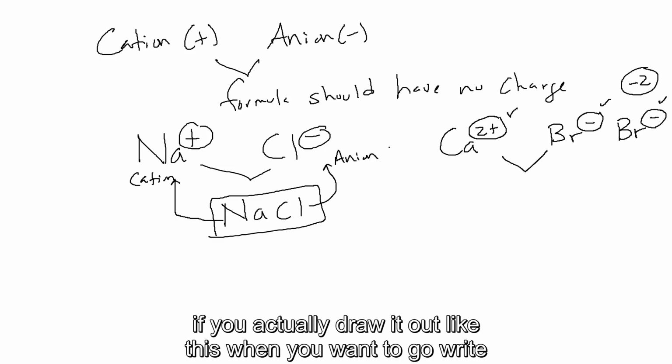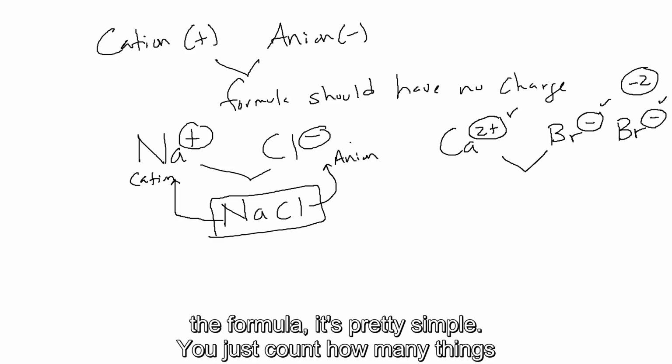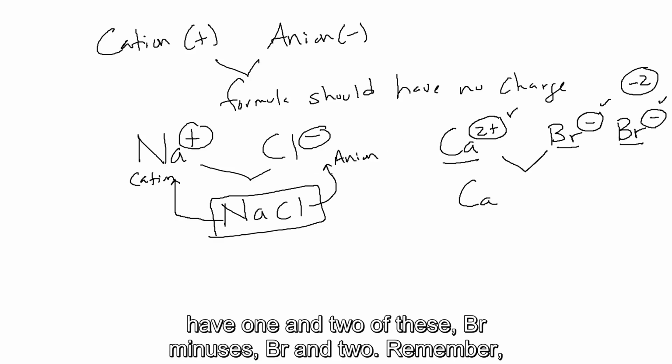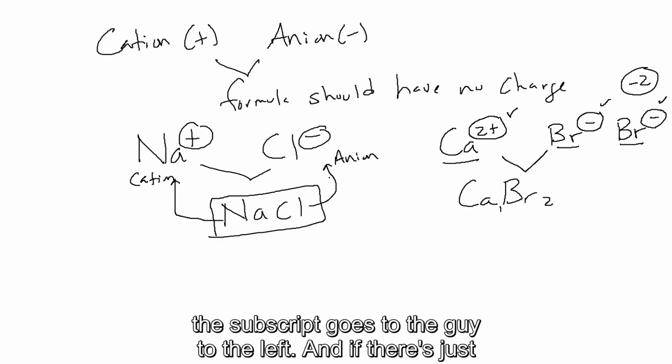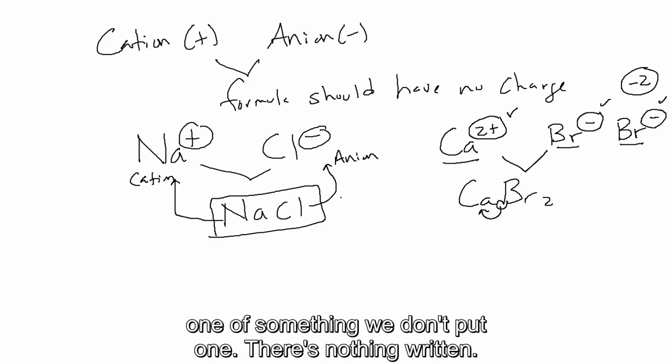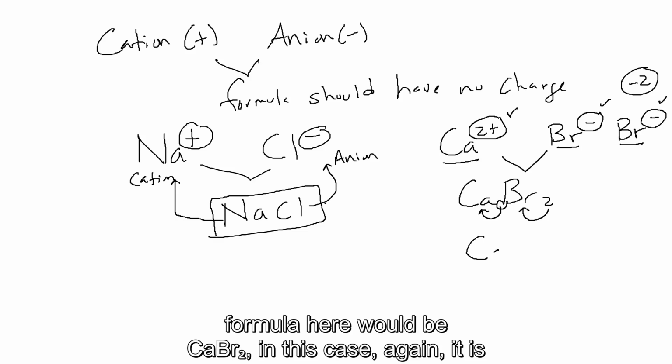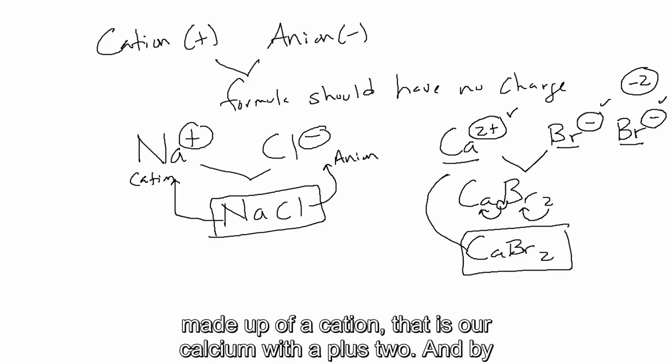And if you draw it out like this, when you want to write the formula, it's pretty simple. You just count how many things you drew. I have 1 calcium, which means I write Ca. I have 1 and 2 of these Br minuses, Br and 2. Remember, the subscript goes to the element to the left. And if there's just one of something, we don't write 1. There's nothing written. This 2 would go to this Br over here to the left. So the proper formula here would be CaBr2 in this case. Again, it is made up of a cation.